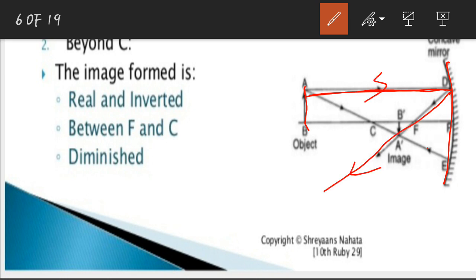In the same manner, the second ray we have taken passes through the center of curvature, and it reflects back. These two lines intersect at this point, so that will be our image formed. So the image formed is between F and C. The image formed is real and inverted because it is downwards, between F and C, and it is diminished.